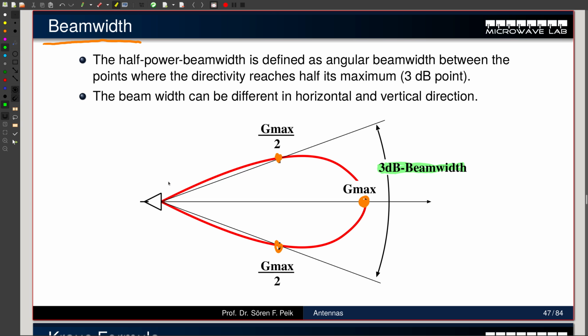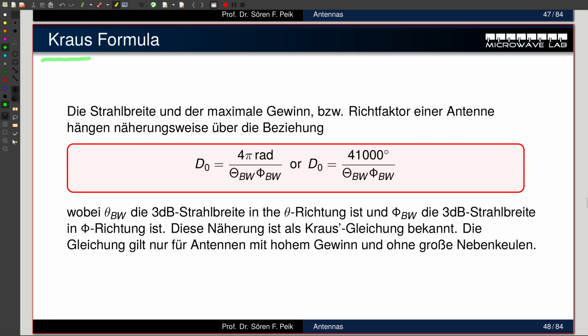The 3 dB beam width is related to the maximum gain. The narrower your main lobe is, so the smaller the 3 dB beam width, the bigger your G max is, because you concentrate the power more and more in one direction. And a guy named Kraus, a famous antenna engineer, developed a formula which roughly gives the relation between my gain or directivity and my beam width in elevation and my beam width in azimuth direction. Remember, we have to define 2 beam widths.